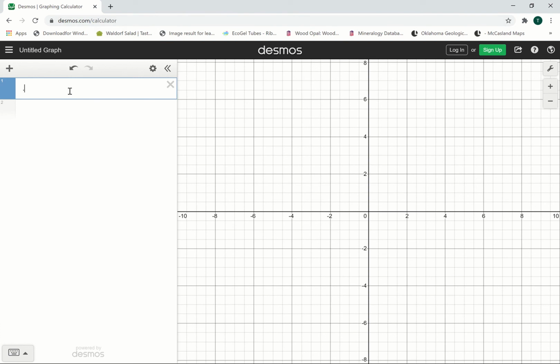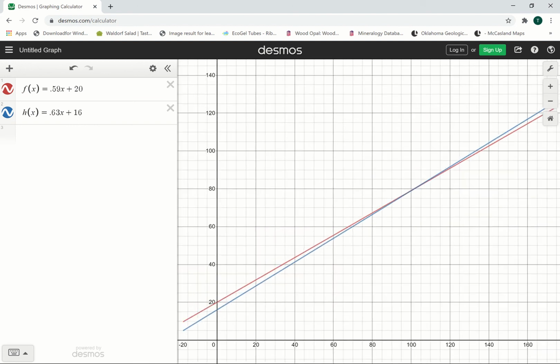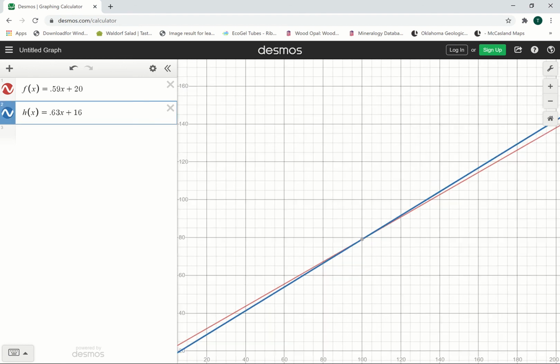Okay. Here we go, and we will have 0.59x plus 20. We'll call that one f of x, and that is truck 1. And truck 2 will be h of x, and that is equal to 0.63x plus 16. All right, so we want to know when truck 1 is going to cost less than truck 2. And we have determined that here they intersect at 100.